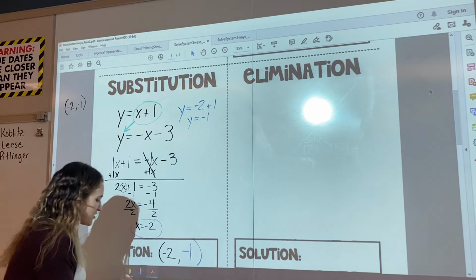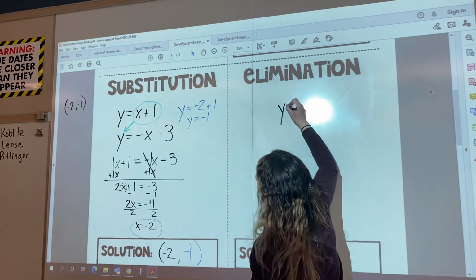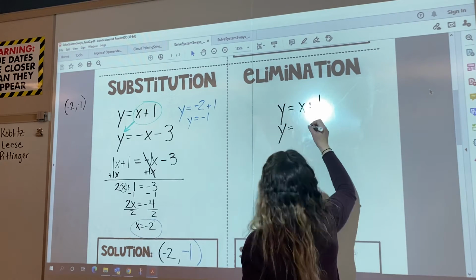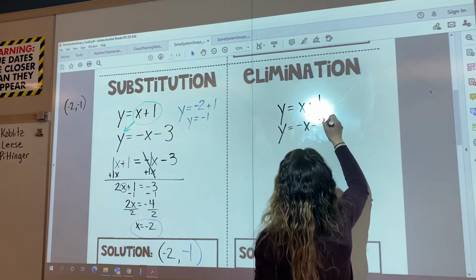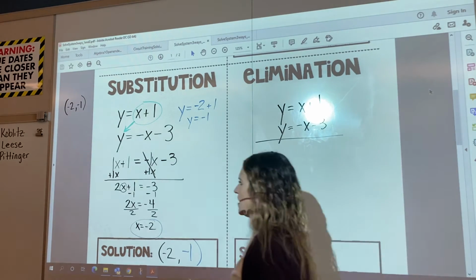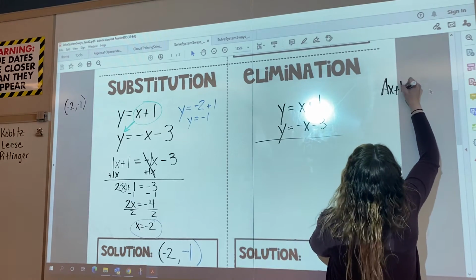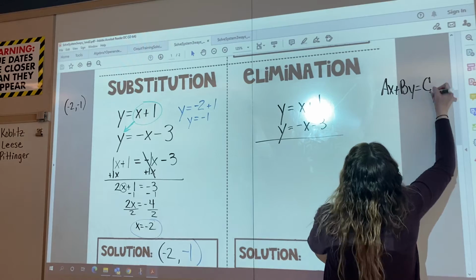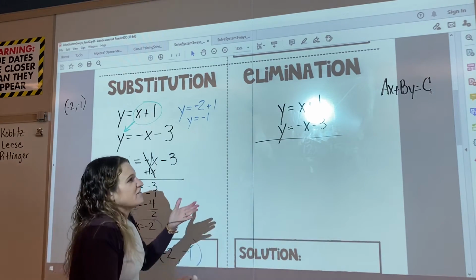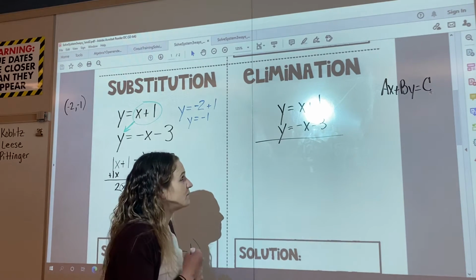Elimination. I'm going to rewrite both of those equations again, right on top of each other. So y equals x plus 1. y equals -x minus 3. With elimination, we want to make sure everything's lined up. Typically, we like it in this order: ax plus by equals c. But in this case, they are lined up. They just look a little bit different. They're both in slope-intercept form. And that's okay. It's not going to be a big deal.